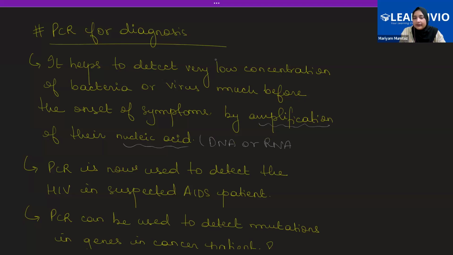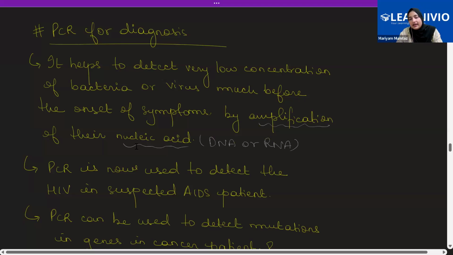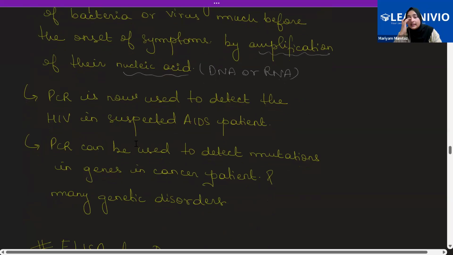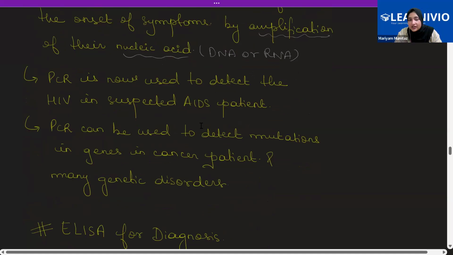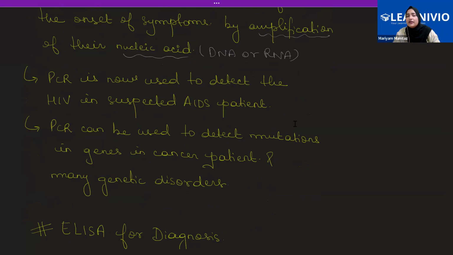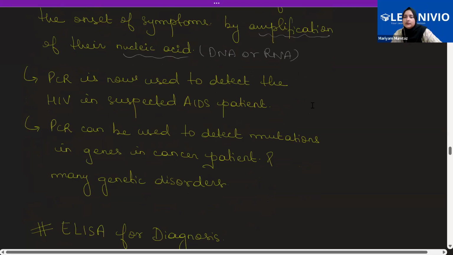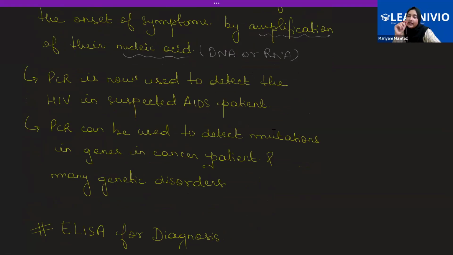Now, PCR is used to detect HIV in suspected AIDS patients. PCR can be used to detect mutations in the genes in cancer patients and many genetic disorders. Meaning, if a person suspects that they might have a disease, their extract can be taken, PCR can be done, and then it can be confirmed that yes, this particular pathogen is there much before the symptoms are produced. So this is one method.